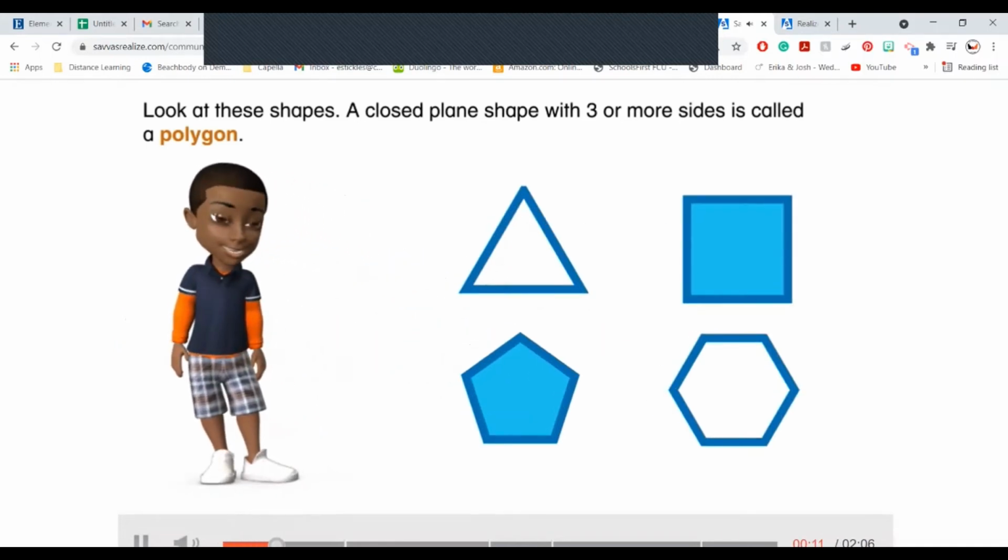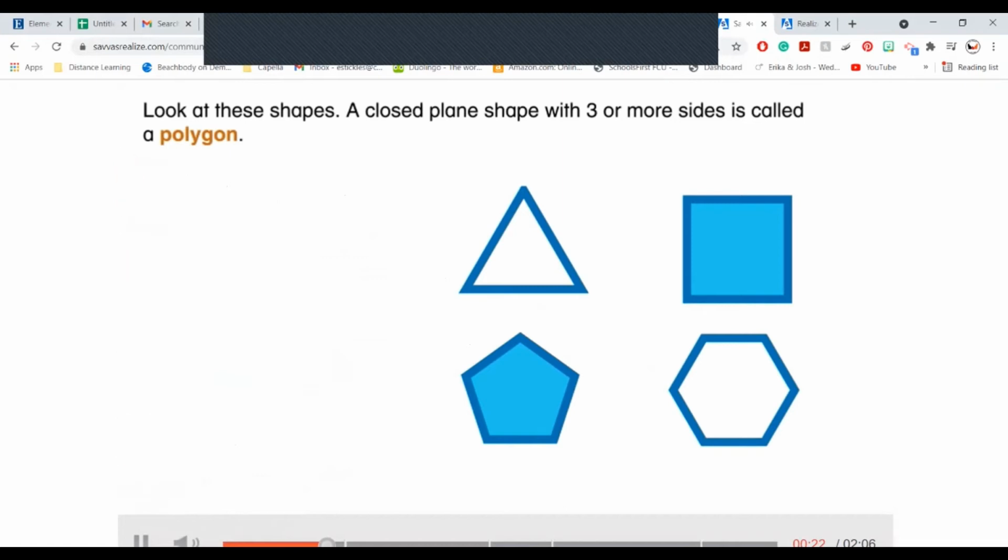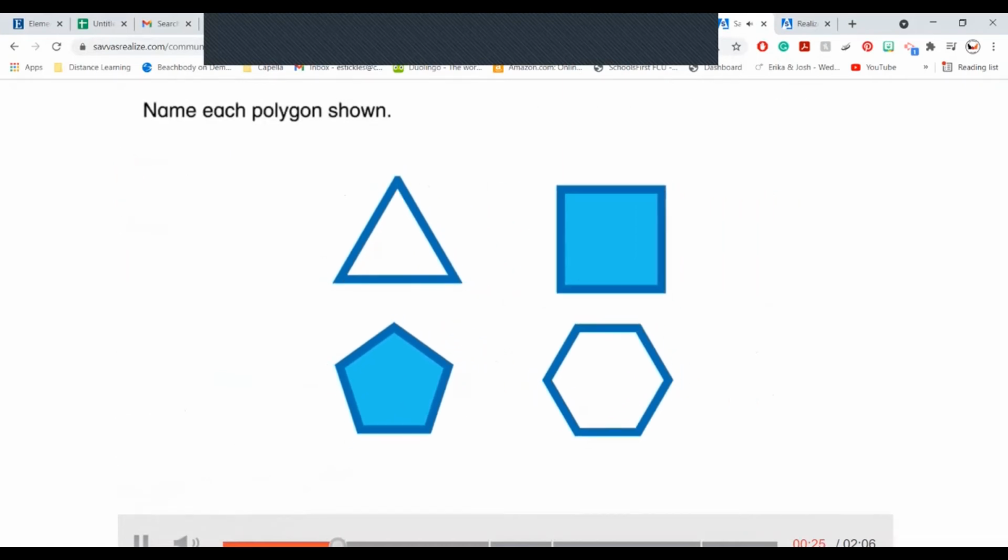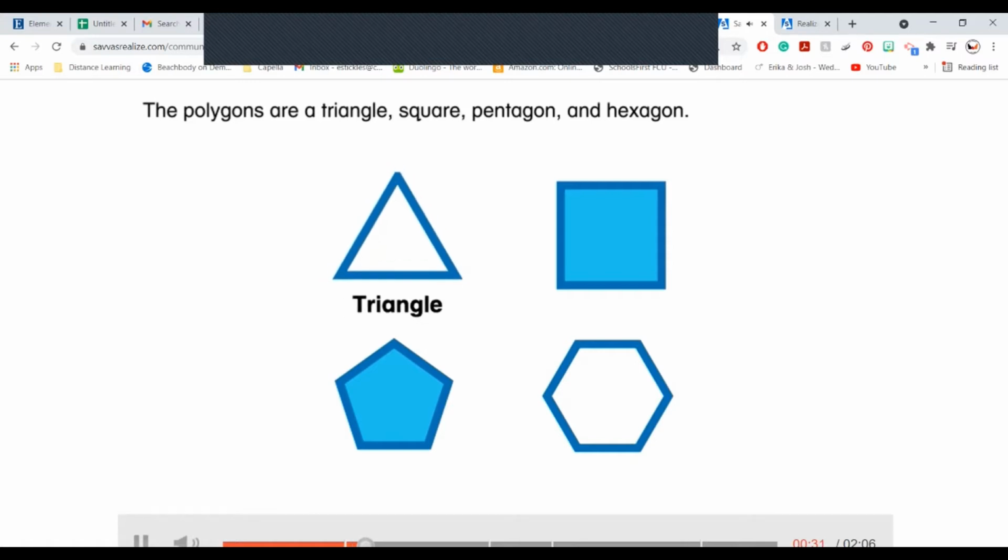Look at these shapes. A closed plane shape with 3 or more sides is called a polygon. You know the names of these polygons. Name each polygon shown. Well, the first one has 3 sides, so that makes it a triangle. The next one has 4 sides, which would be a quadrilateral. The one below that has 6 sides, which makes it a hexagon. And then the other blue one that has 5 sides would be a pentagon. The polygons are a triangle, square, pentagon, and hexagon.